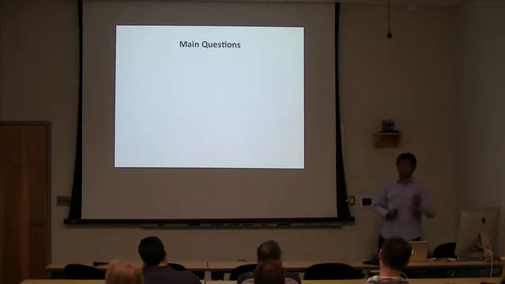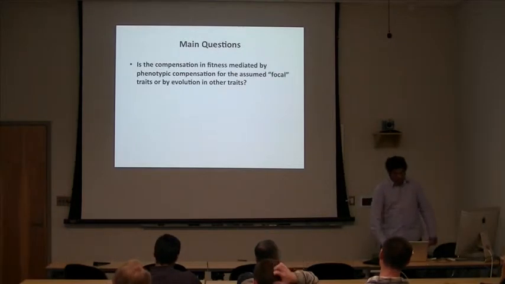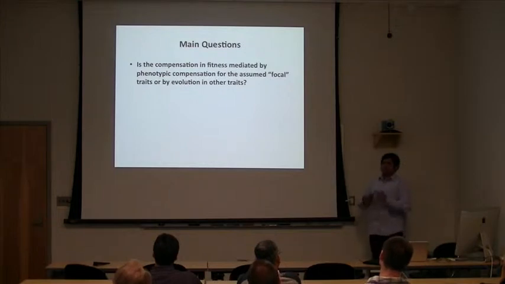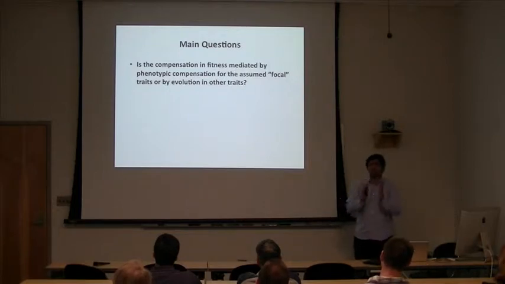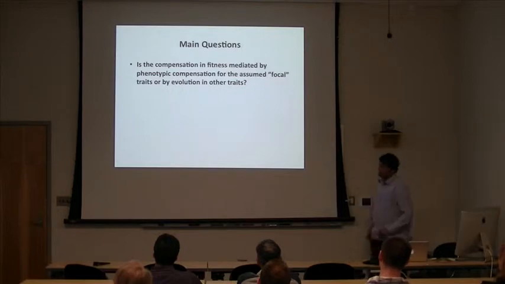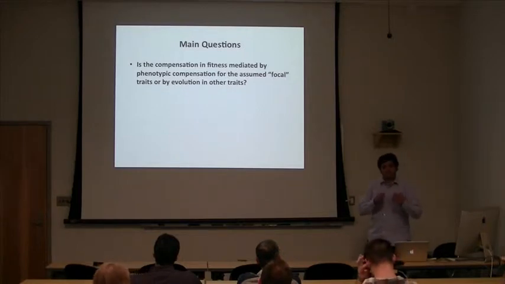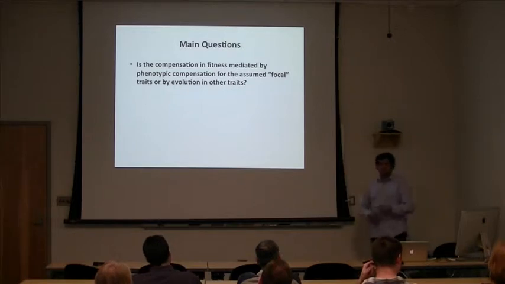So coming back to the presentation, what are the main questions? You have this situation where you can have a deleterious mutation affecting a trait in some assumed focal observed trait, or a bunch of traits. How does evolution get the fitness back up? Is it by affecting that same trait in a similar way and taking that trait back up, or is it by evolution in other traits?